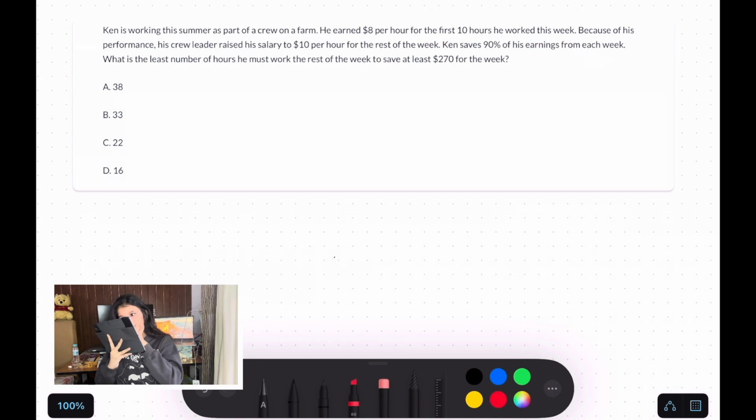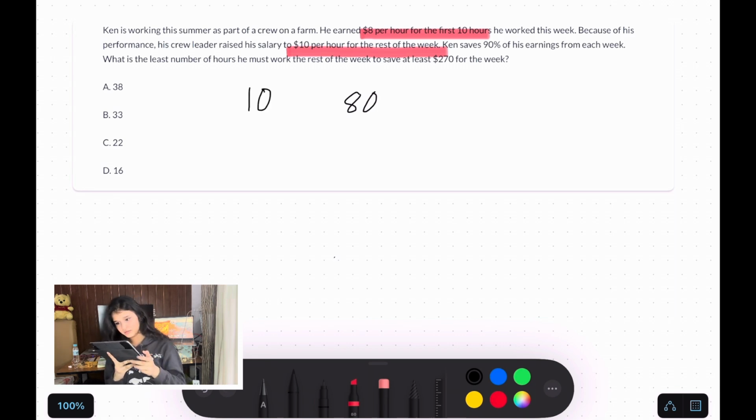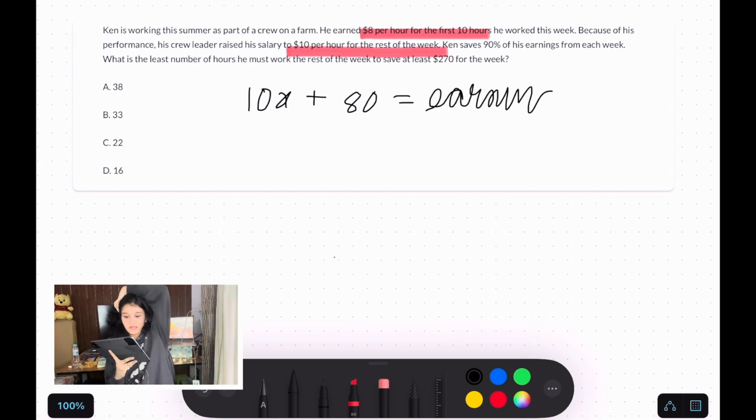Okay, now the fourth question, not the hardest but it can be confusing, so I'll do it for you. Now in the question we can say $8 per hour for the first 10 hours, which is equal to 80, and then it's raised to $10 per hour for the rest of the week. So we'll take x, since we don't know how many hours, so we get 10x plus 80 as his earnings, right? That's what the question says.